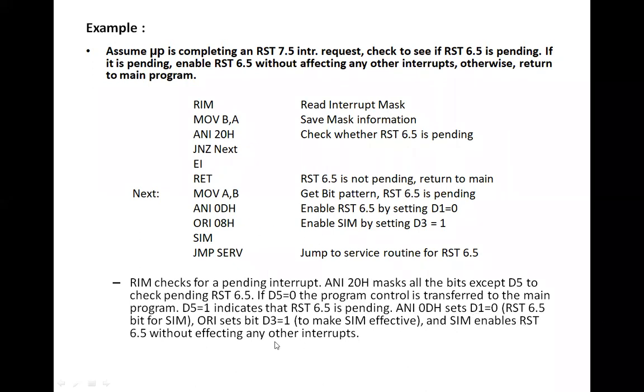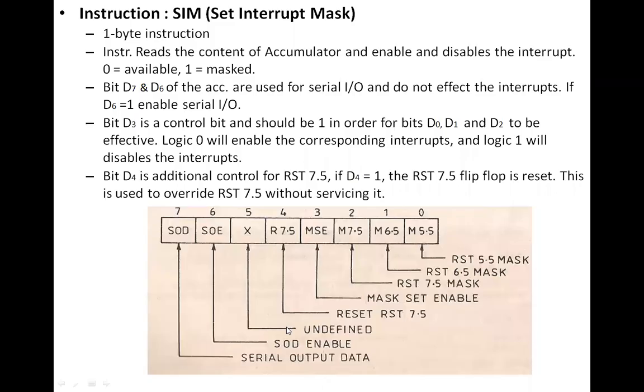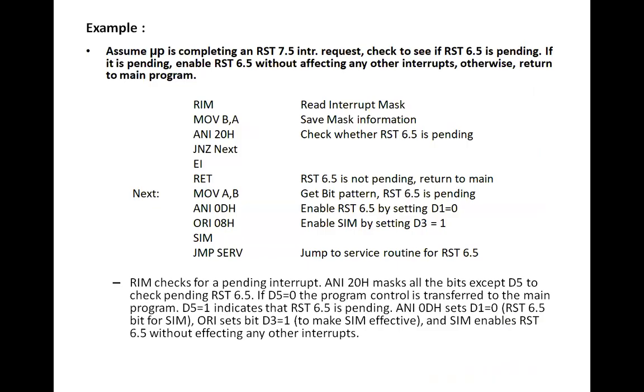So this is going to set the D1 bit equal to 0, and whenever the D1 bit is 0, it is meant for the SIM instruction. Then we do the ORI instruction, that is, OR operation with 08. ORI is going to set bit D3 equal to 1. Why D3 equal to 1? Because we want to set it enabled. We want the mask set to be enabled, so we make it enabled. This will become 1 and this will become 1, and the rest will be 1 and 0, and so on.